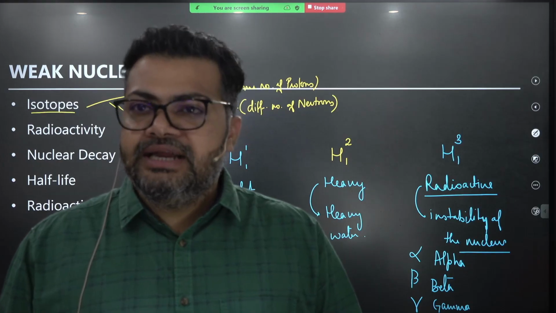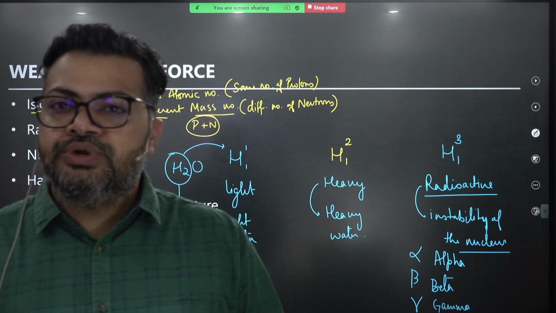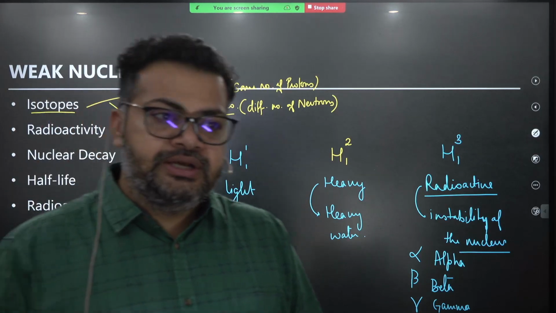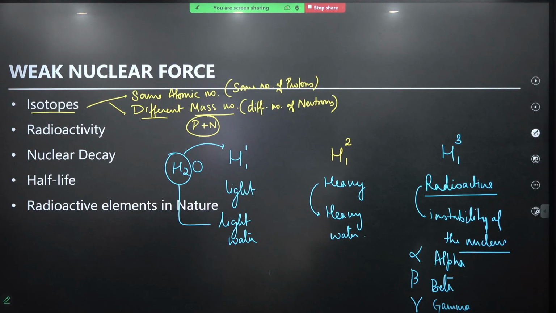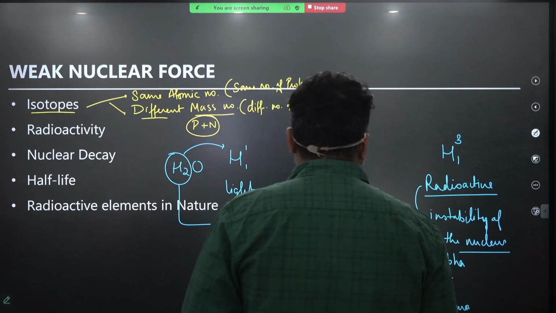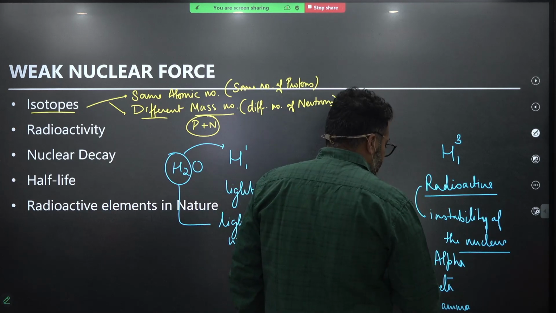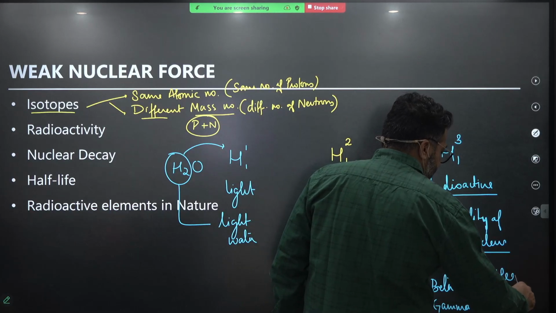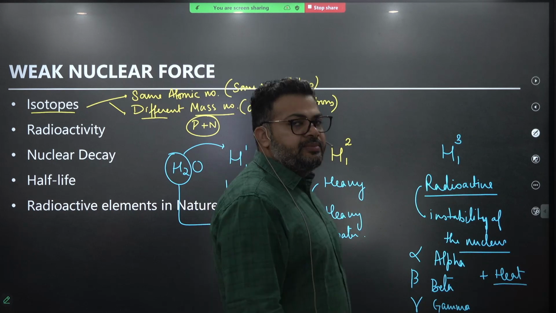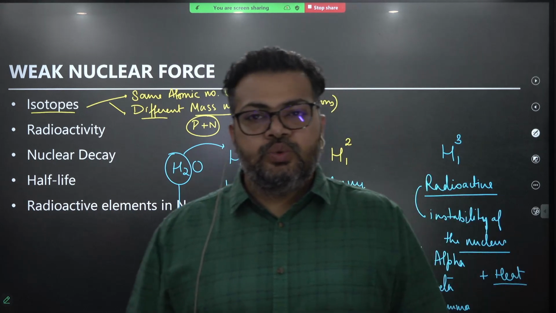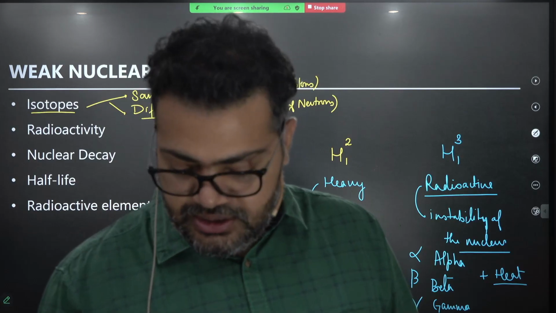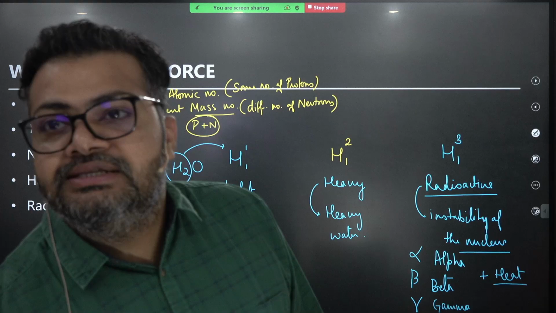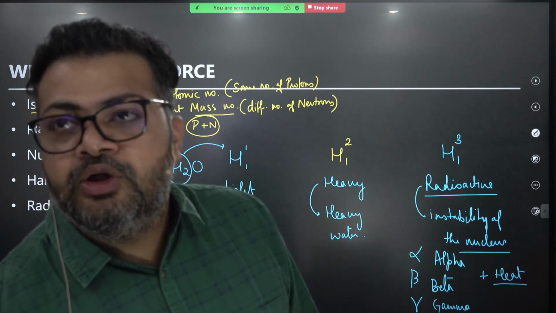The nucleus tends to release this instability in the form of radioactive radiations, such as alpha, beta, gamma plus heat. So whatever instability is there inside the nucleus, this instability is released out in the form of alpha, beta, gamma.